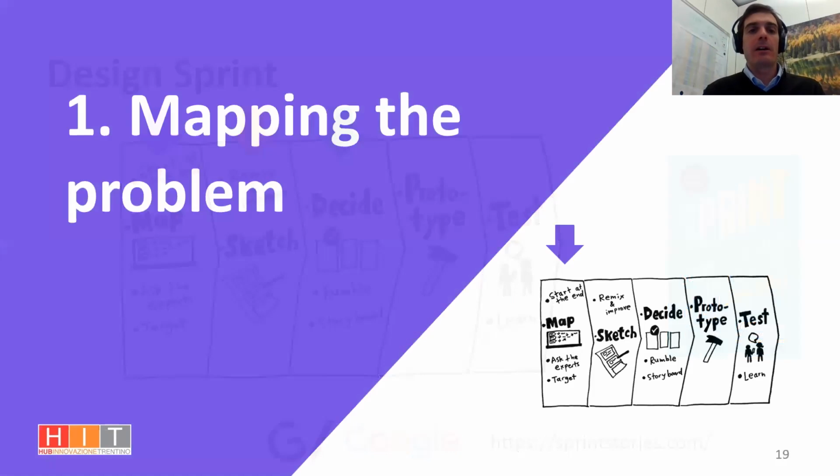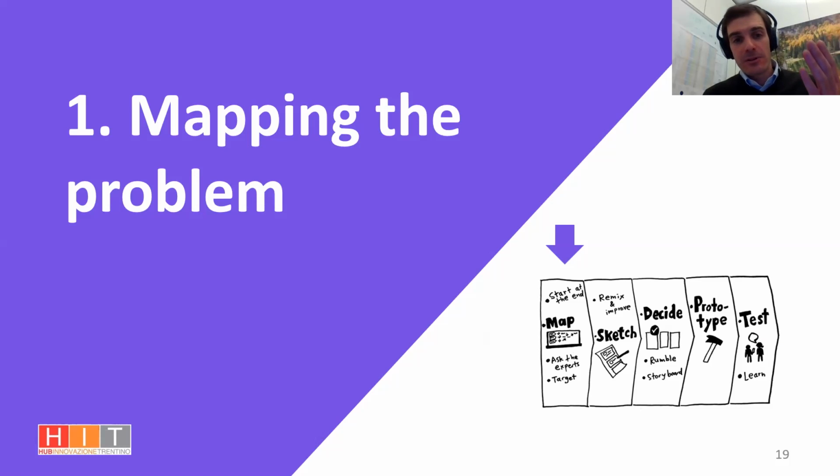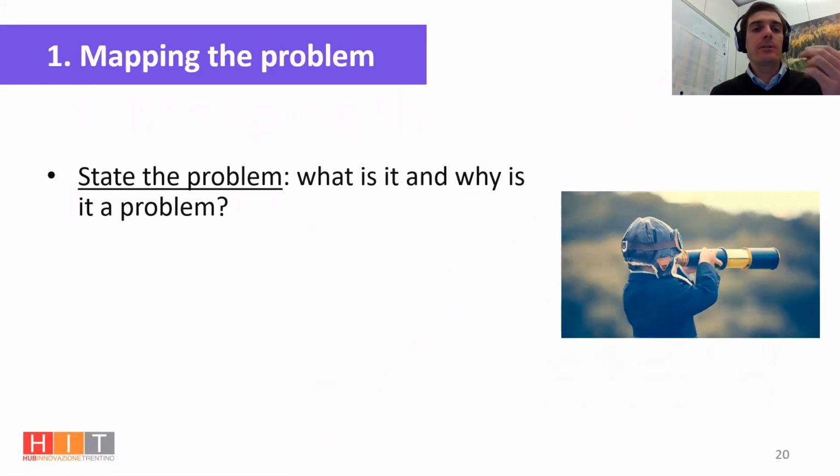So let's have a look at the first phase, which is called mapping the problem. Of course, design thinking is about solving problems. And again, you don't start from creating solutions, but you start from focusing on the problem that you want to tackle. So what are you going to do in this first phase? Definitely you want to state the problem. So what is that? And why is that a problem? For instance, this evening, the problem that we could have is that we couldn't host you at the contamination lab to have this workshop face-to-face, but we had to create a webinar. That is a problem.